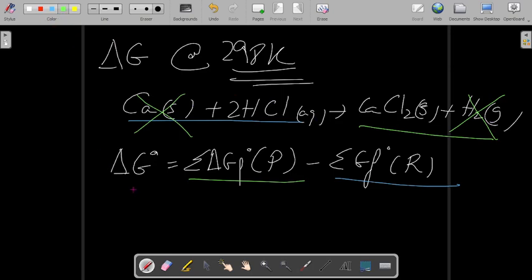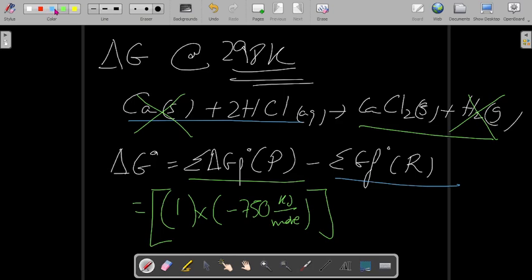So let's start by looking at the table. Go back to page 447 in your book and find table 13.4. You need to use that table to do this problem. So for products, we have 1, and according to the table, the value for calcium chloride is minus 750 kilojoules per mole. Great.